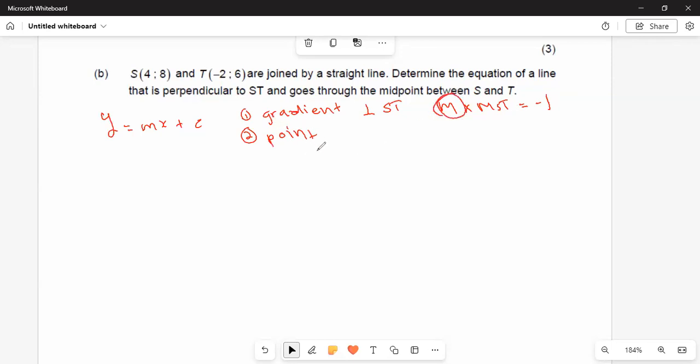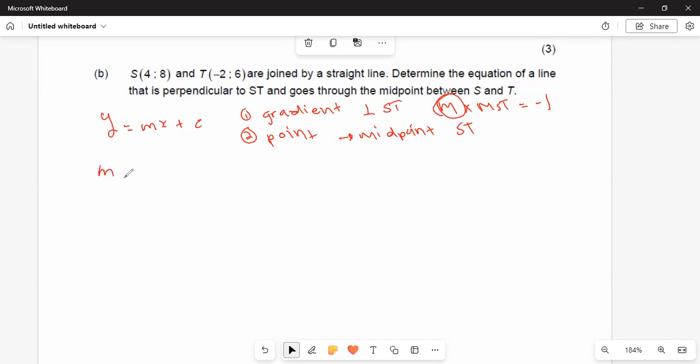And with regards to the point, they tell us that this line goes through the midpoint of ST, and that is what we will use as our point. So first, let's get started with the gradient.